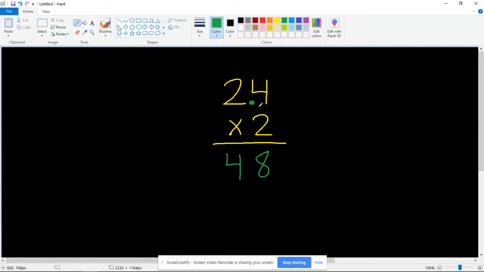We look here, how many numbers are actually after the decimal? That's all you do. There's one number. Then you just count from the right and you go backwards this way. One spot, one place value. That's where the decimal goes. And there's your answer, 4.8.